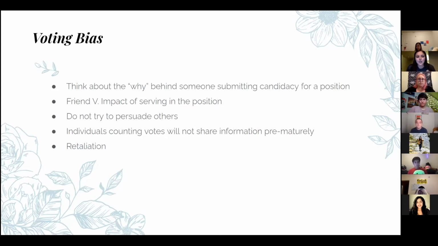Individuals counting the votes will not share any information prematurely. So we will not share the results of who got a position until that results posted meeting. Even if we see that somebody's in the lead, we will not post any results prematurely. And then also we take retaliation very seriously. So if you apply and you don't get a position, retaliating against the current e-board or being angry at a floor mate for not voting for you, we take that very seriously. And so just respect the outcome that does happen.